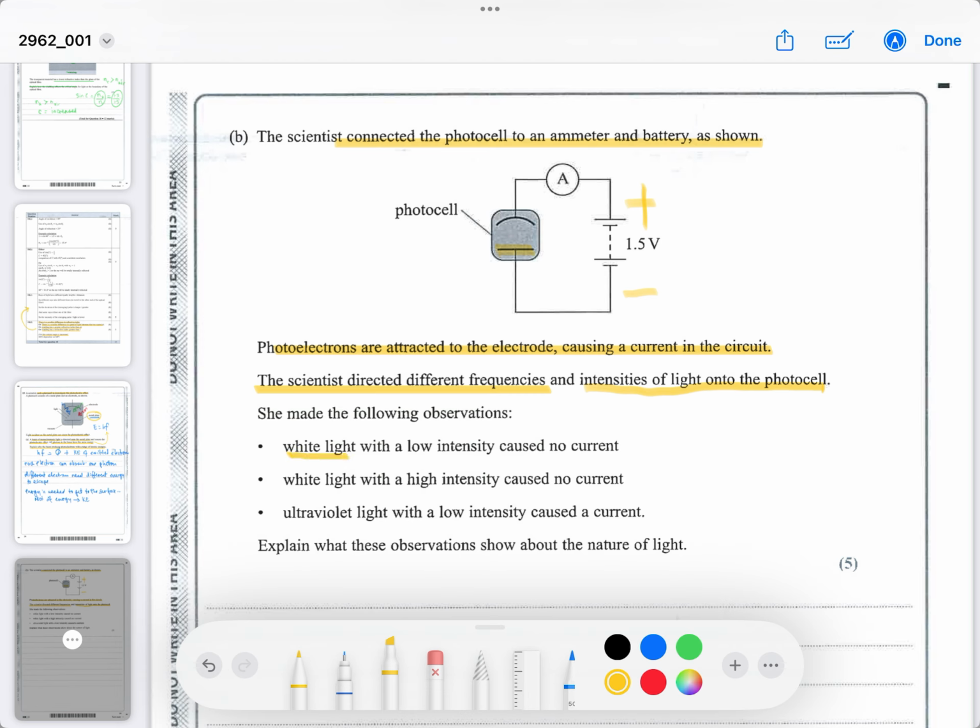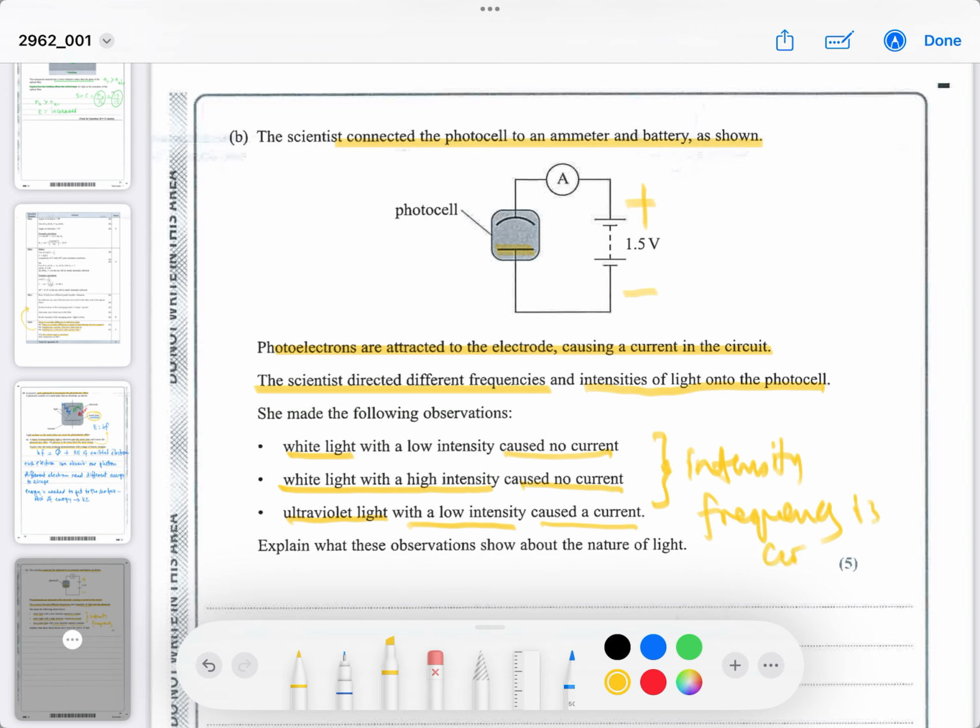When they did it with white light, it caused no current. When they did it with white light with a higher intensity, it caused no current. Okay? So the intensity makes no difference. But when they did ultraviolet light, which has a higher frequency, even with a low intensity, it caused a current. So intensity is not key, frequency is crucial.